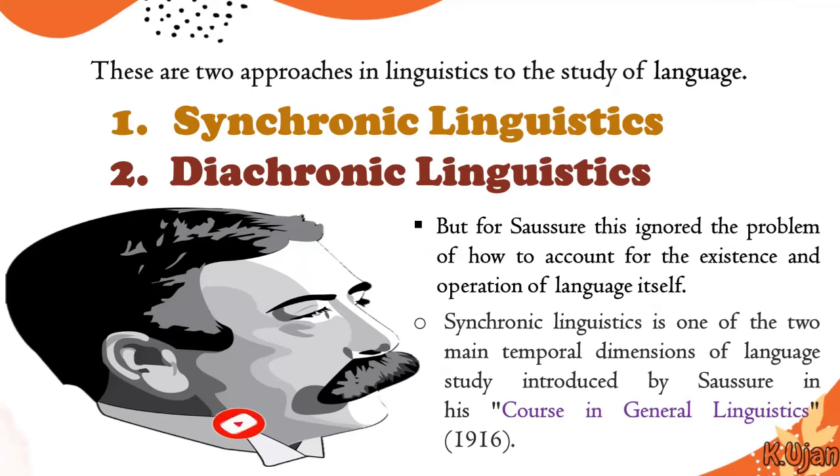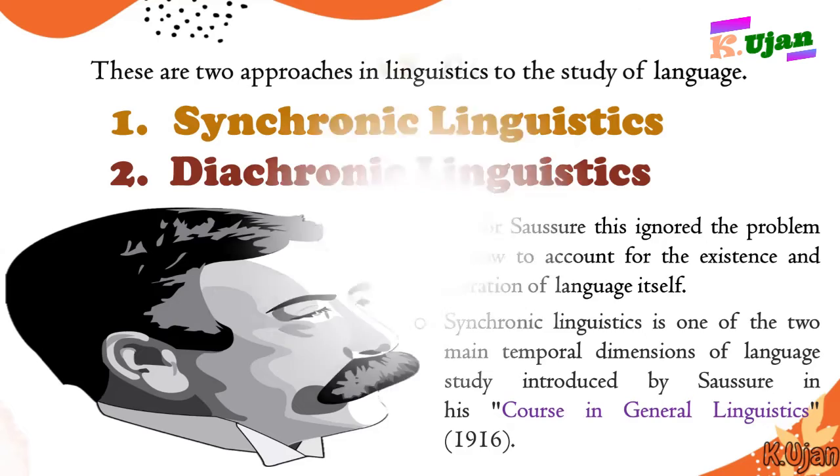language study introduced by Saussure in his course in general linguistics in 1916. तो एक बुक में कोर्स इन जनरल लिंग्विस्टिक्स 1916 में सॉसियर ने सिंक्रोनिक अप्रोच इन लिंग्विस्टिक्स इंट्रोड्यूस करवाई, और इसका मकसद यही था कि लैंग्वेज को इस वक्त स्टडी करना कि इन एट प्रेजेंट टाइम व्हाट इज द शेप और हाउ लैंग्वेज इज बीन यूज्ड.